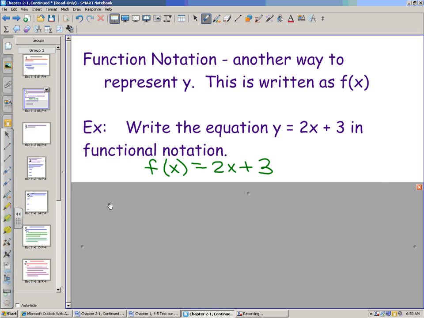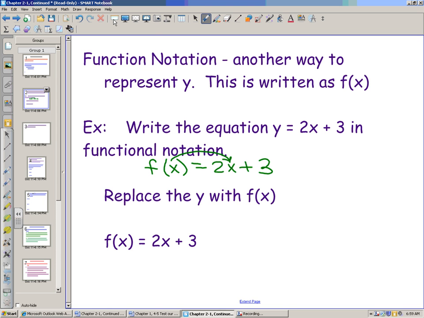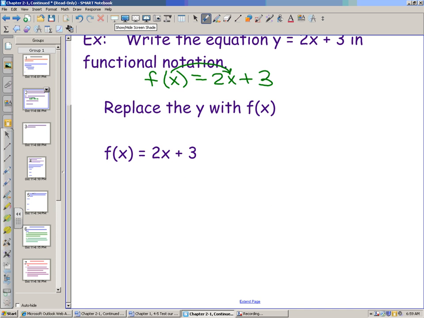Could I have had g of w? Absolutely. That means I have a function g with a variable w. Don't get yourself hung up on there. All that x means is that there is technically an x inside here. That's all it means. Okay? And I wrote on here, replace the y with f of x, and you have f of x is equal to 2x plus 3. That is all you're doing, folks.